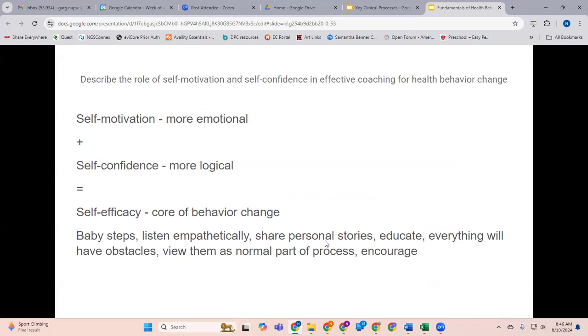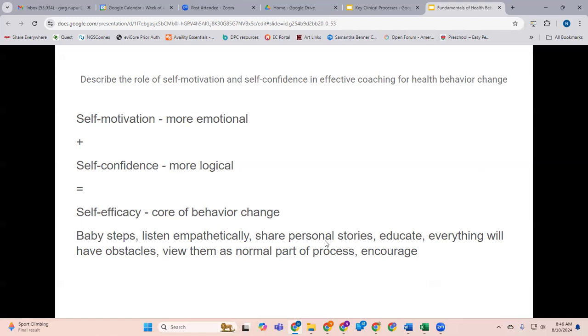One of them is their motivation, which is a little bit emotional. Like, I know I shouldn't eat as much cheese as I do, but I just love it. It's so hard not to. And then self-confidence is a little bit more logical. I've achieved so much and I can achieve more if I need to, like I cut out sugar and everything. That can build your self-efficacy, which is the core of behavior change, and that's how they define it.